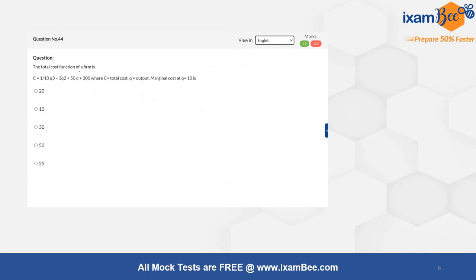Next question is, the total cost function of a firm is given to you here, where C is the total cost and Q is the output, and the marginal cost is what you need to find out at an output level of 10. So from this total cost, how do I get the marginal cost? I will have to differentiate the total cost function with respect to Q. So differentiating this whole function, I get 1/10 times (3Q square minus 3 times 2Q plus 50). This is my marginal cost.